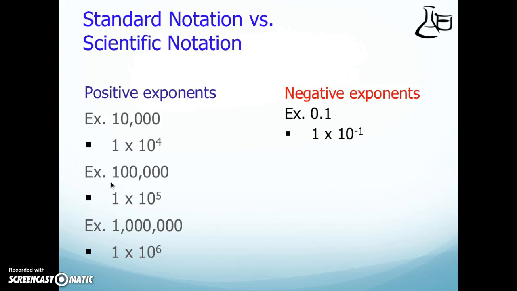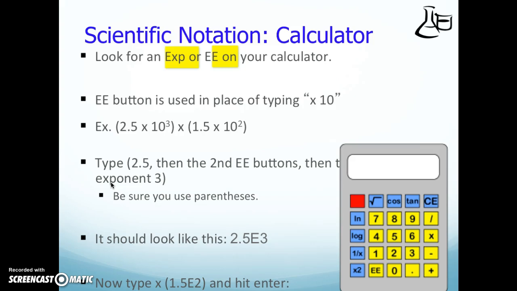Since I'm moving the decimal to the right, my exponent is negative 1. 0.01, now I have to move the decimal 2 places to the right to end up with a number between 1 and 9 to the left of my decimal point. So we get 1 times 10 to the negative second. 0.001 will be 1 times 10 to the negative third.